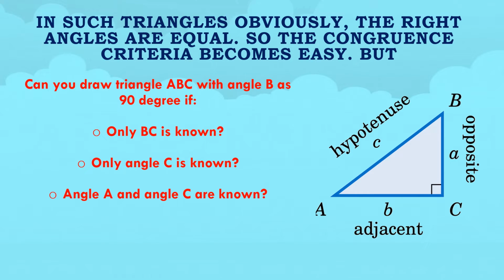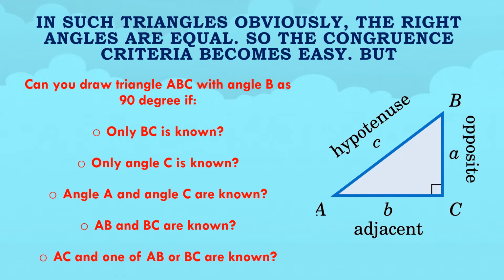Angle A and angle C are known? No, because if we know all three angles of a triangle and we don't know any side, then how will we draw it, right? AB and BC are known? Again, no, it won't be possible. But if we know AC and any one of the sides AB or BC, and angle B is equal to 90 degrees, then yes, it will be possible to draw a right angled triangle ABC.